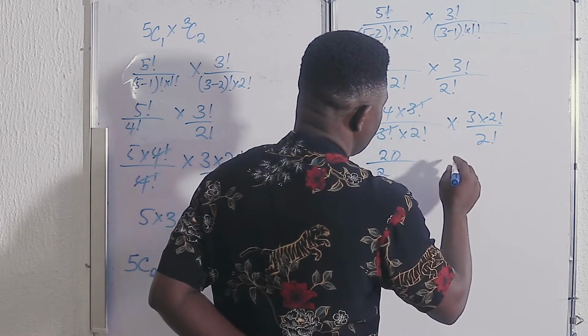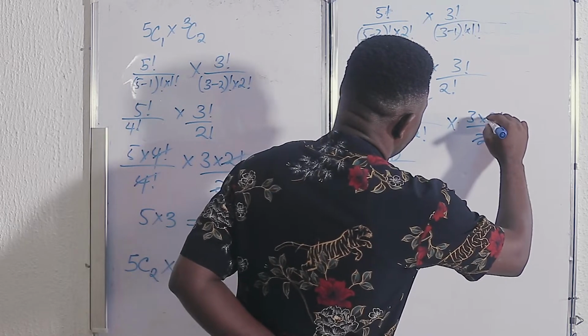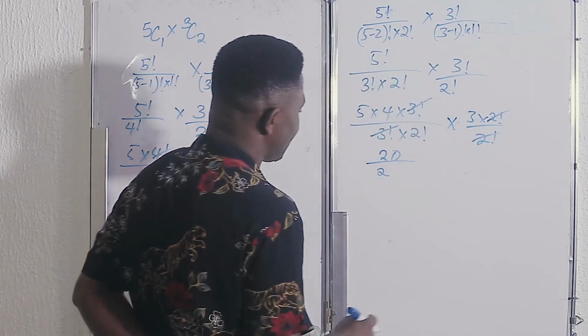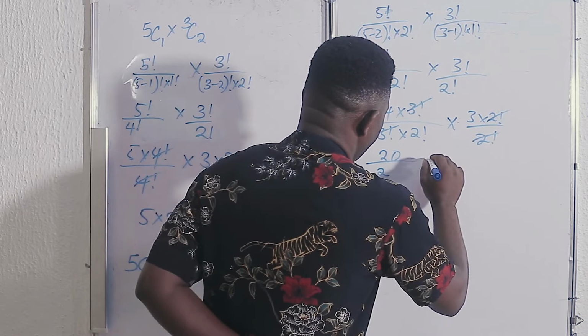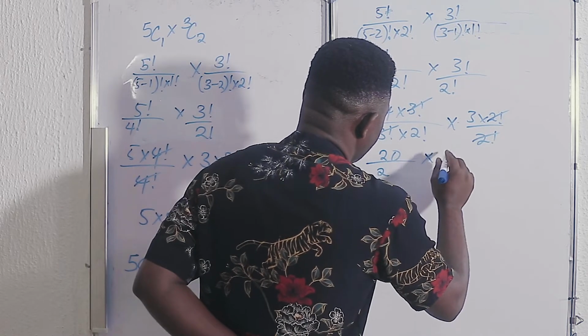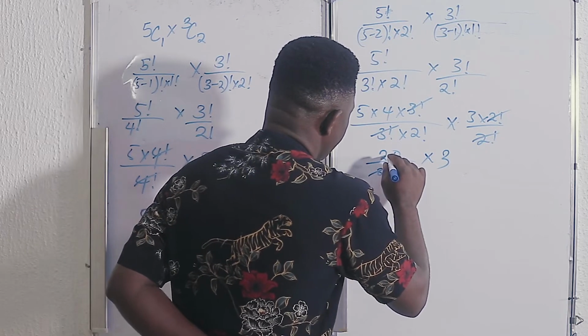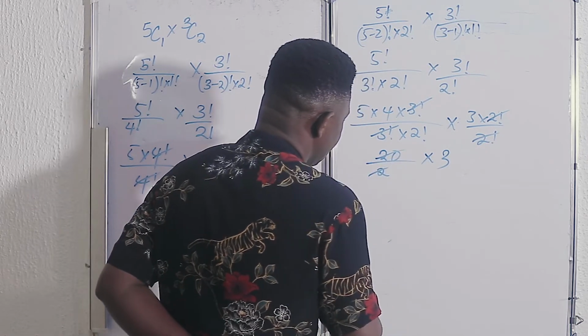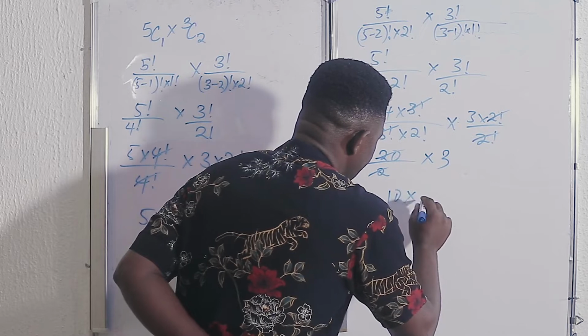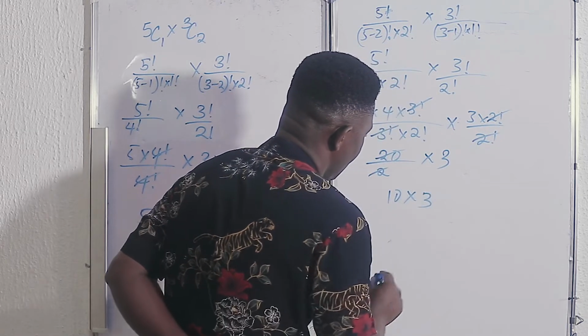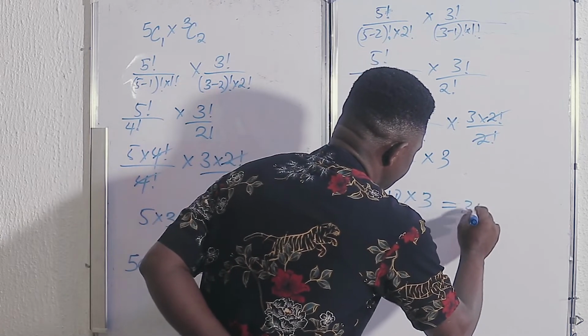Times 2 factorial will go with 2 factorial. This will give you times 3. If 2 cancels, this will give you 10. So we have 10 times 3, which is equal to 30.